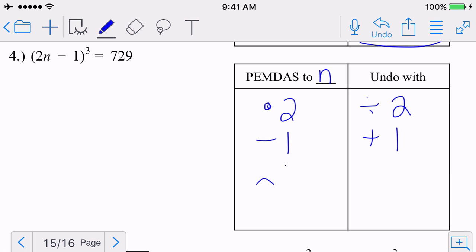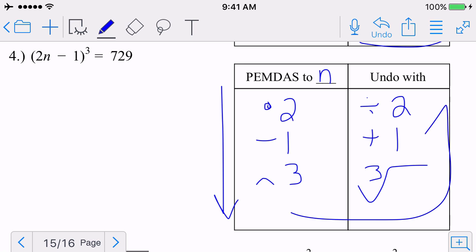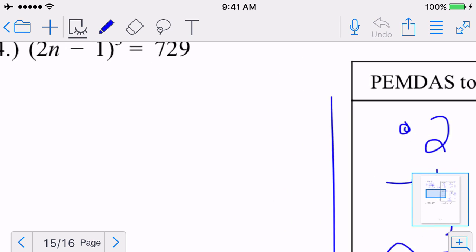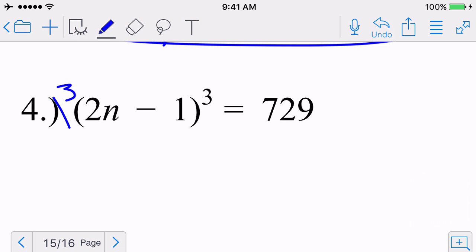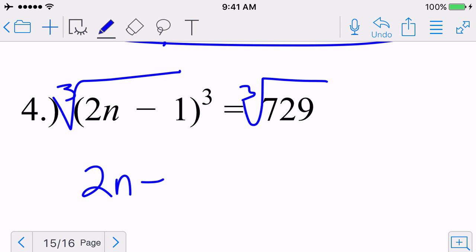And then we're taking it to the third power, so I'm going to have to undo that by taking the cube root. Okay? So remember, going down this way, but then coming back up this way to solve. So I need to take the cube root of both sides first. So I take the cube root, and that's going to get rid of this third power, so that I'm just now working with the 2n minus 1. And the cube root of 729, you should probably put that in your calculator. It should come out to be 9.